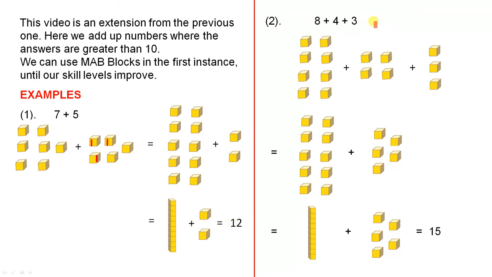Number 2, 8 plus 4 plus 3. There's the 8, 4 and 3. For the 8, we want to make up a bundle of 10. So we take 2 from here. So that gives us this bundle of 10. What we have left are 1, 2, 3, 4, 5. And there they are here. So this bundle of 10 here gives us 1 long. These 5 singles or 5 shorts. 10 plus 5 equals 15.